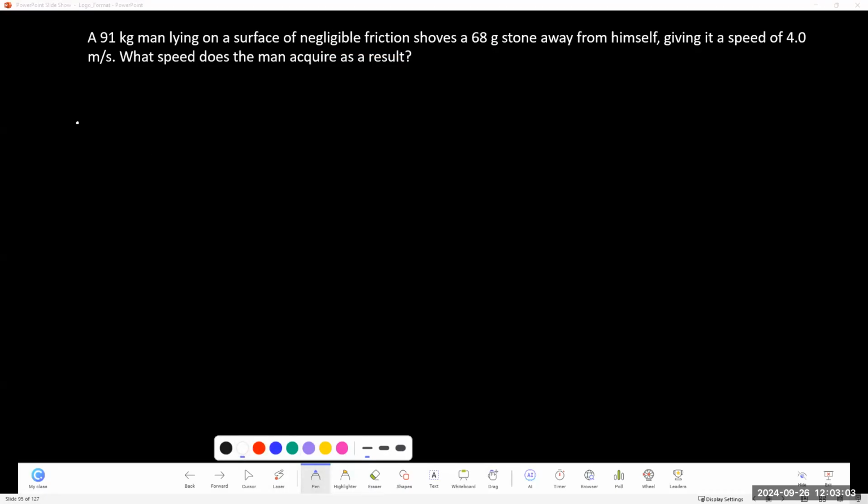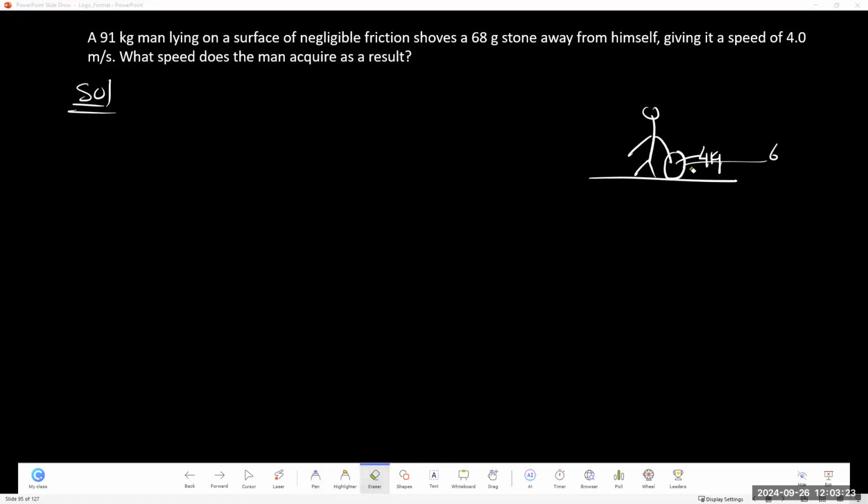Let's draw the diagram, diagram is very important in these cases. A man is standing on the ground, and he has maybe a 4 kilogram stone. He wants to throw this stone away with a velocity of 60, the mass of this stone is different. The mass of the stone is 68 kilogram, 68 gram, and throwing that with 4 meters per second. That's the velocity. So what's happened?